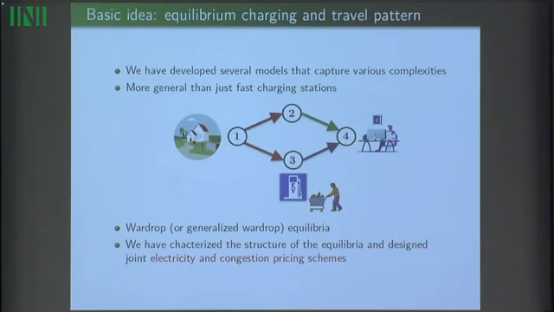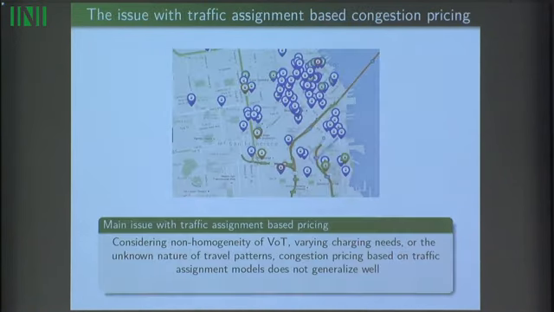Now we have models that capture different complexities in this problem, but in almost all of them we define the so-called Wardrop equilibrium, which is the equivalent of Nash equilibrium in transportation networks. And we look at the type of equilibrium that emerges under different pricing schemes and in different conditions. And we perform electricity and congestion pricing; we design electricity and congestion pricing schemes that manage demand in these networks. What is the issue with this?